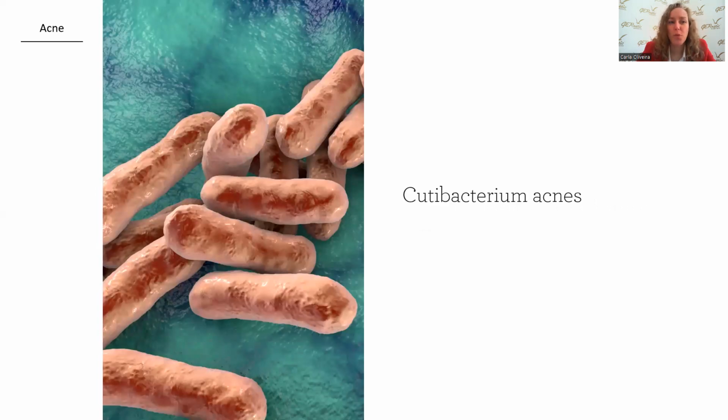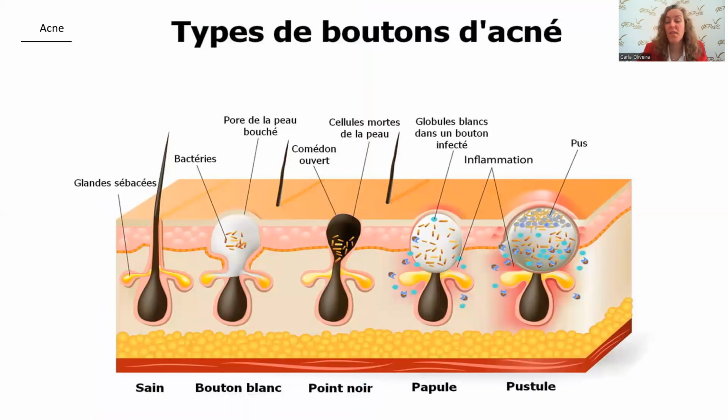Also, with the help of Cutibacterium, the bacteria that lives on the surface of the skin of many people, this inflammation starts. This bacteria feeds itself on the sebum produced in the hair follicle and secretes pro-inflammatory cytokines. These are examples of the different changes that can occur in the hair follicle associated with the proliferation of Cutibacterium.